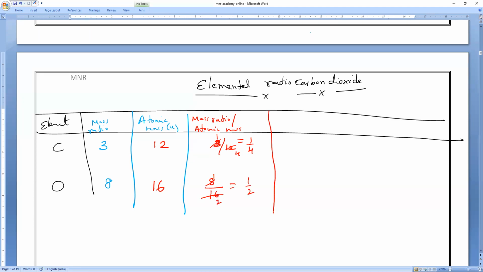1/2. Now, which is the bigger one? 1/4 or 1/2? 1/2 is bigger, yes, but we want the smaller one. What is the smallest? Everyone. 1/4. Super mathematics. Which is smaller? 1/4, sir. Yes.